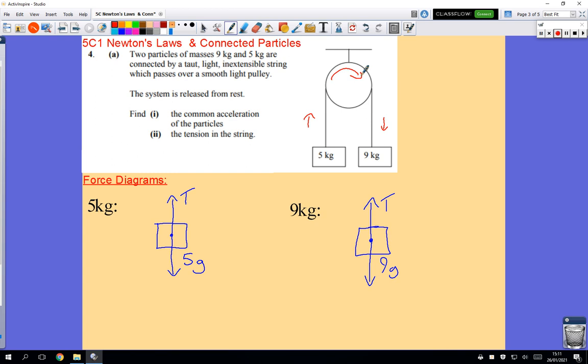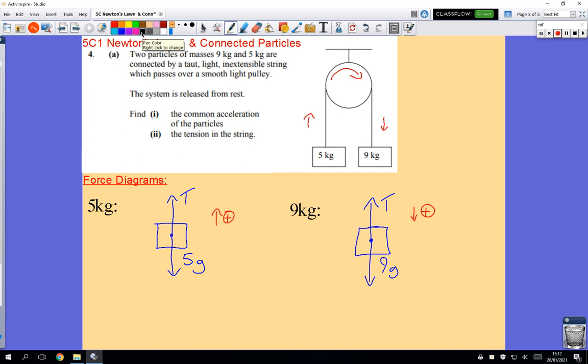So because I think the acceleration is upwards for the 5 kilogram particle, I'm going to call that an up positive system. And because I think the acceleration is downwards for the 9 kilogram particle, I'm going to call that a down positive system. Now, if you guess wrong, that's not the end of the world. You'll just find things work out with the wrong signs. But do take a second to think about the direction of acceleration.